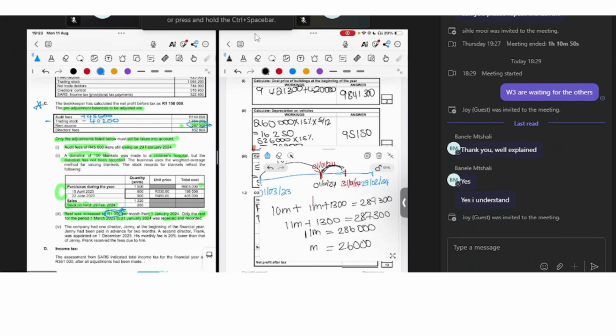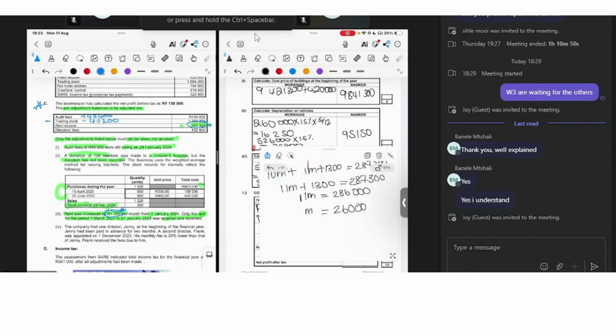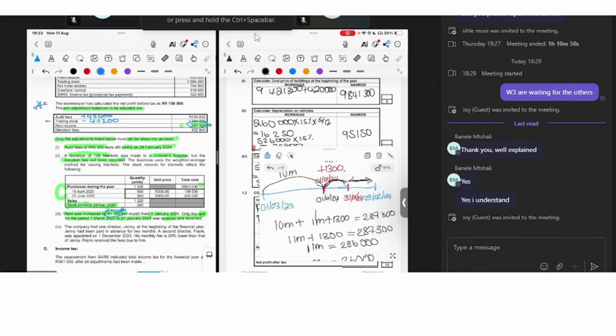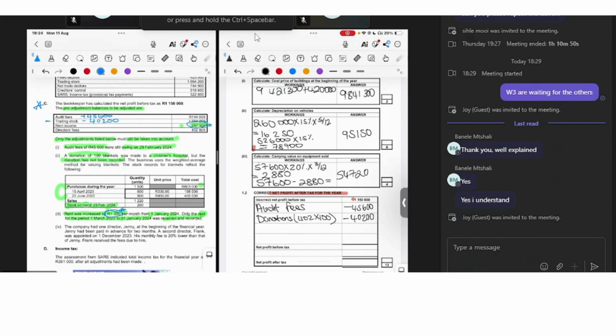Now, if you want rent for February, the missing month, remember this is after the increase, meaning it's 1M plus 1,300. So it will be 26,000 plus the 1,300, which gives us 27,300. And that will be rent income. Now, rent increases our profit, so this will be plus 27,300. Okay. Then let's go over to the next adjustment.